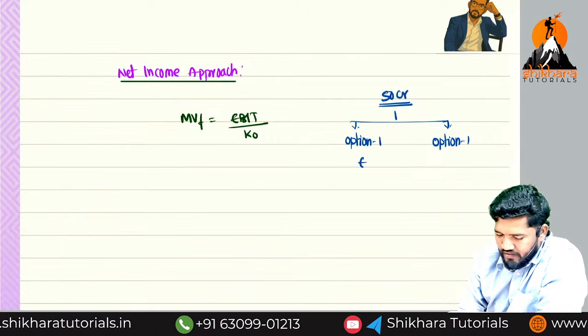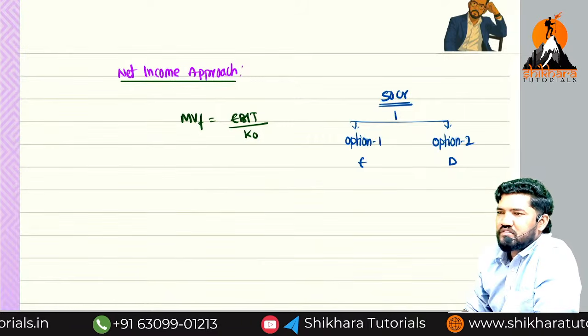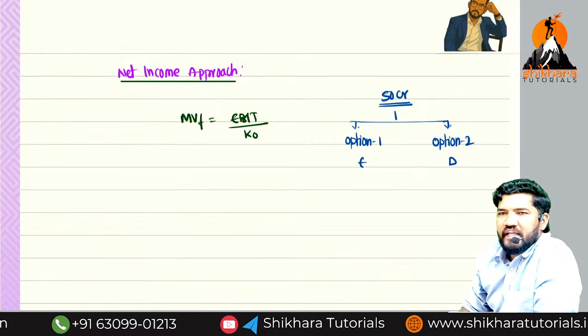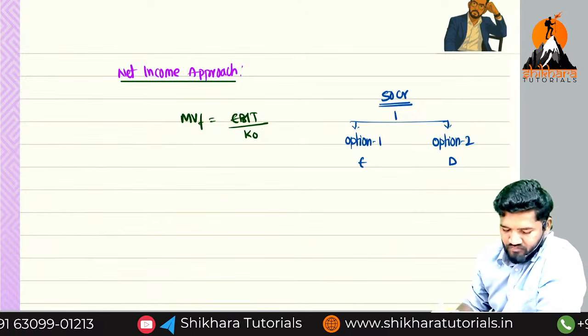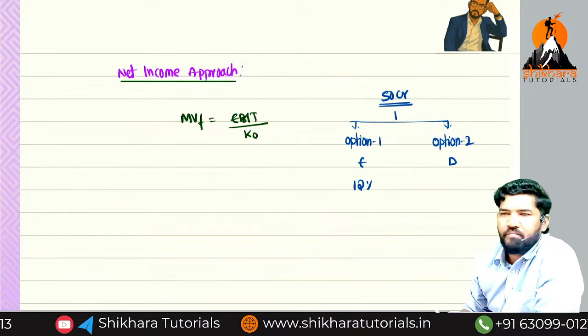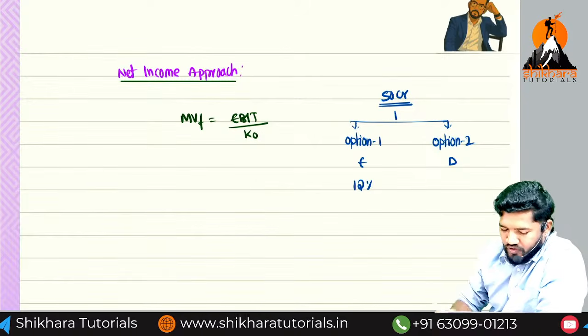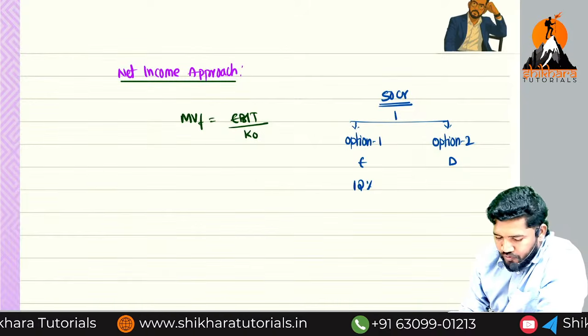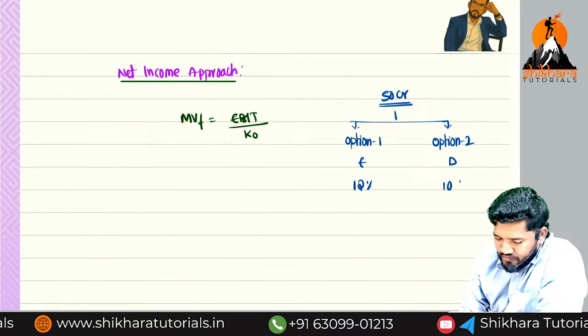Option 1 equity, option 2 debt. What does David say? KD is lesser than KE, na? For example, if you choose equity funds, you have to pay 12%. Clear? If you choose option 2, do you pay more than 12% or less than 12%? Less than 12, that is nothing but 10%.